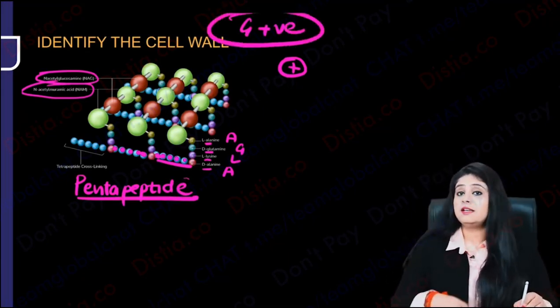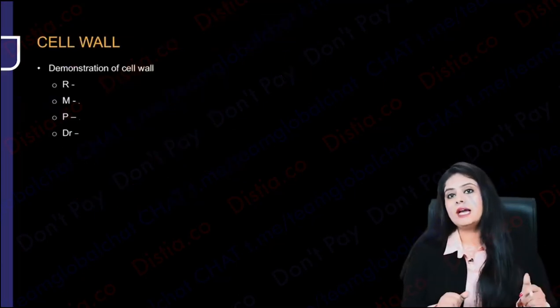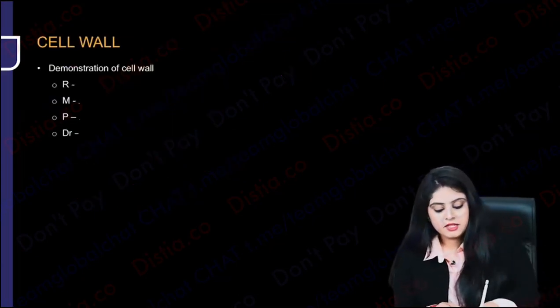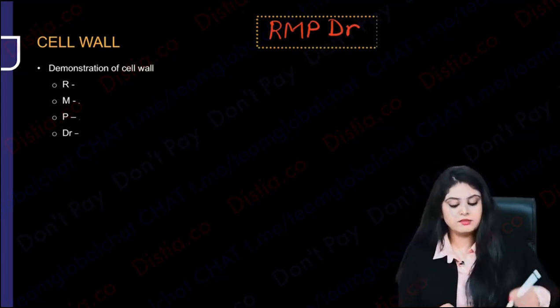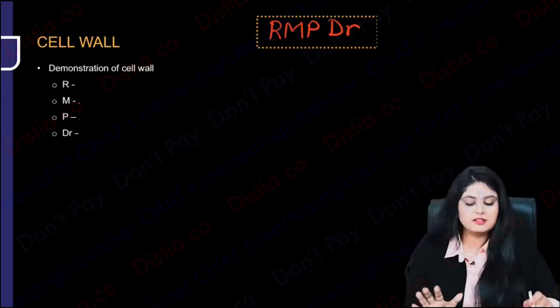This was your cell wall, but all this is said and done. How do you do the identification? For the identification of a cell wall, your mnemonic is registered medical practitioner doctor. Obviously, all of us are registered medical practitioners. So what all are you going to do? Just memorize. No one actually does half the things.